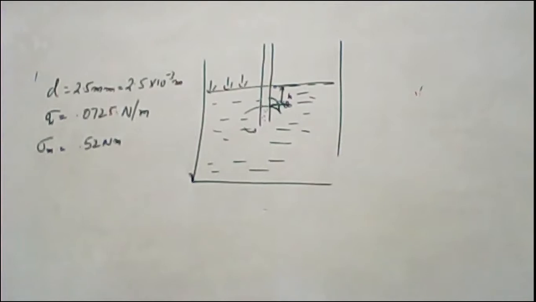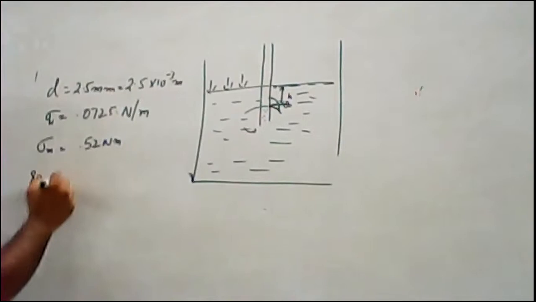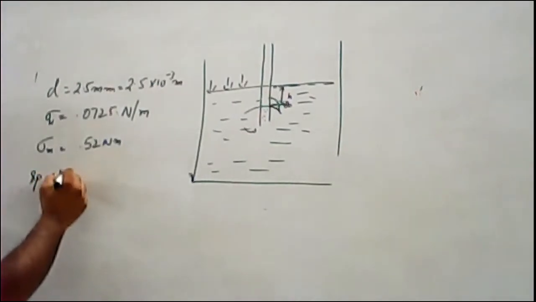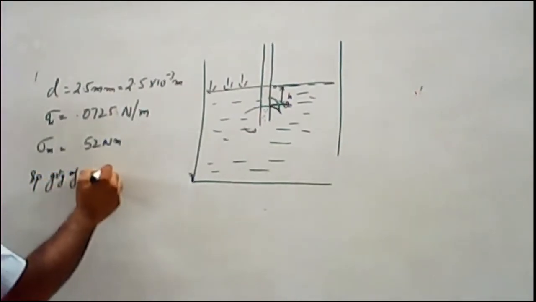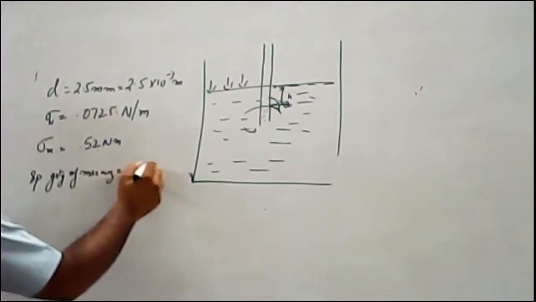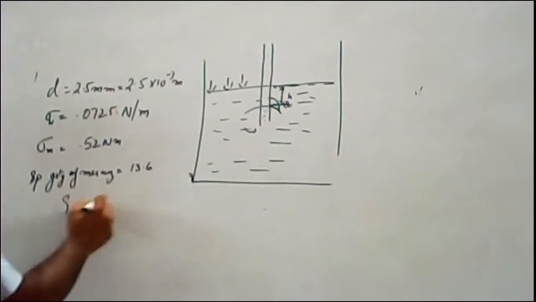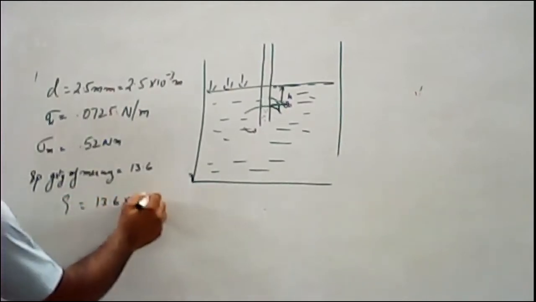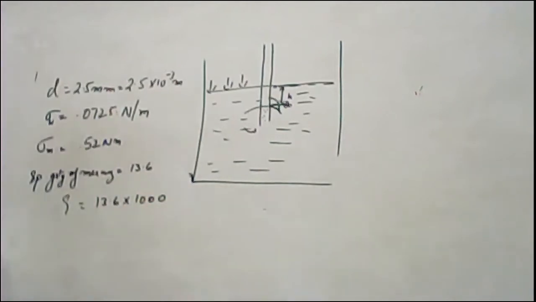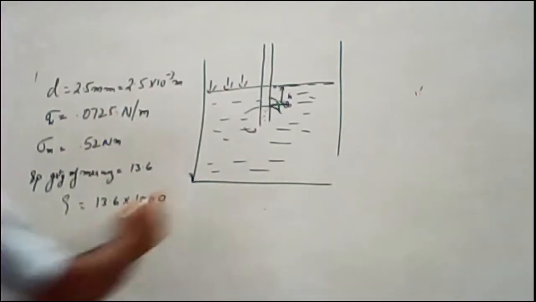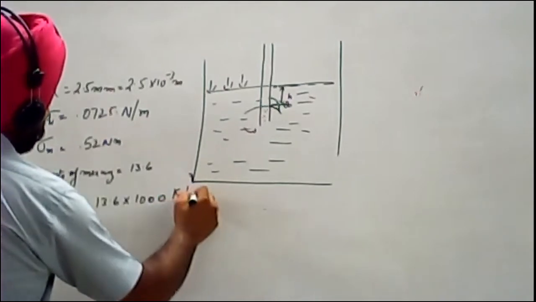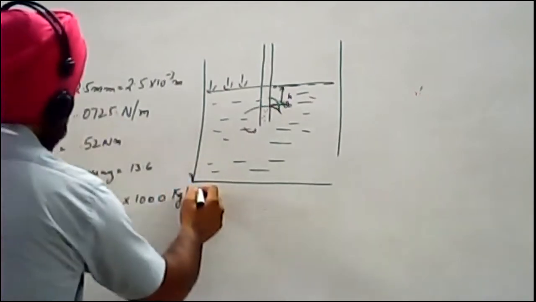Then specific gravity of mercury. Specific gravity of mercury is 13.6, and now we have to solve it. Then its density will become 13.6 into 1000 kg per meter cube.